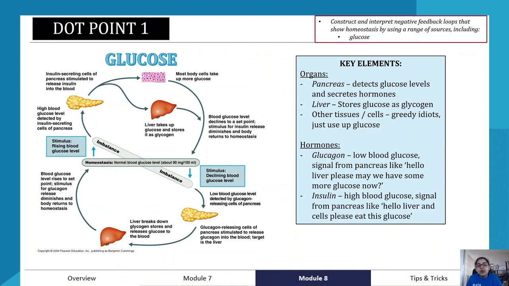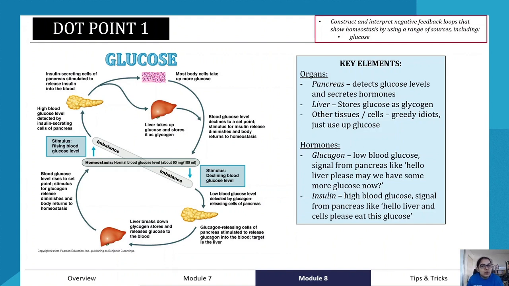It stores glucose as glycogen. That is what the liver does. And other tissues are greedy idiots that just like to use up the glucose. So the liver is really important because it is storing glucose as glycogen. Glycogen is basically lots of glucose chains attached to a glycogen molecule.